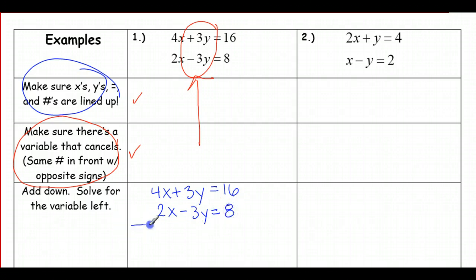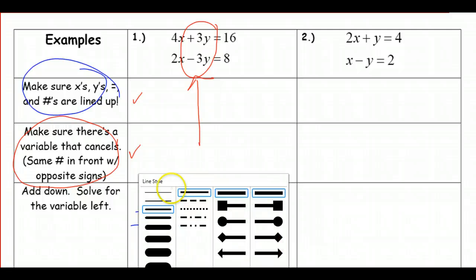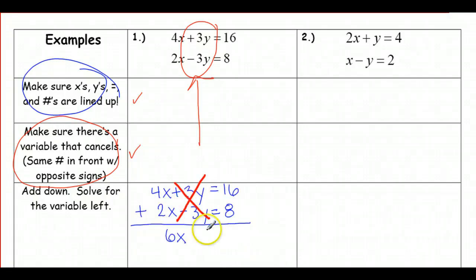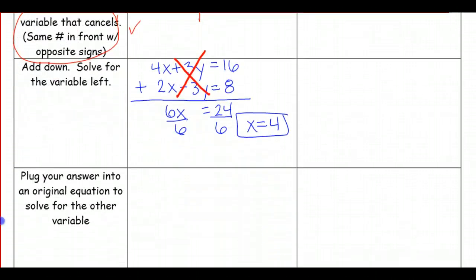Right, now the reason that we call this linear combination is because we are combining the two equations. 4x plus 2x is 6x. Now, the reason we can also call this method elimination is because the idea here when you have opposite coefficients is that when you combine them, they eliminate each other, they go away. So then all you are left with is 6x equals 24. And now we just have a one-step equation that we can solve for. Divide both sides by 6, and we get that x equals 4. So that's pretty basic.